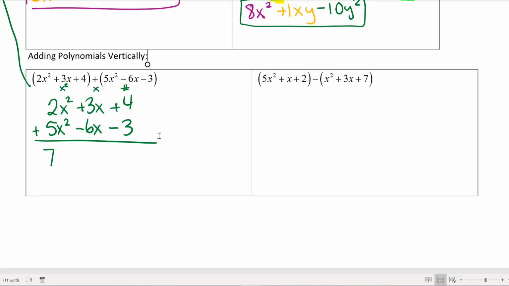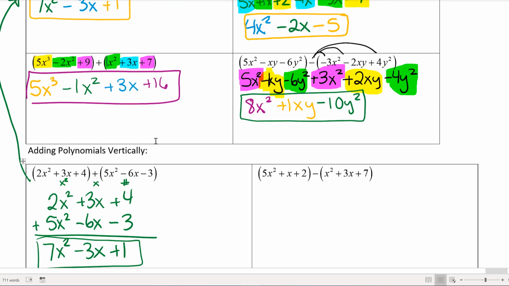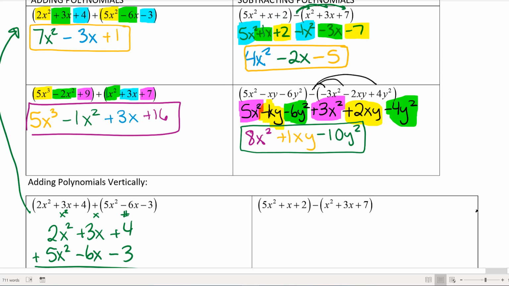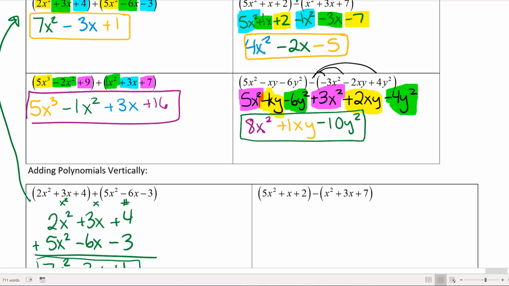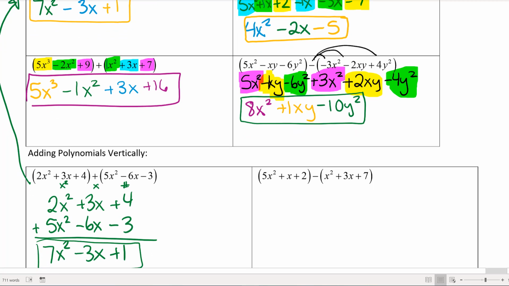2 plus 5 is 7. Keep the x squared the same. 3 minus 6 is negative 3. Keep the x the same. 4 minus 3 is 1. And then that's the answer. If you scroll up, you can see that that's the same answer that we had above for the same problem. And of course it's the same. It should be the same. It's the same problem, but this is just a different way of writing it.